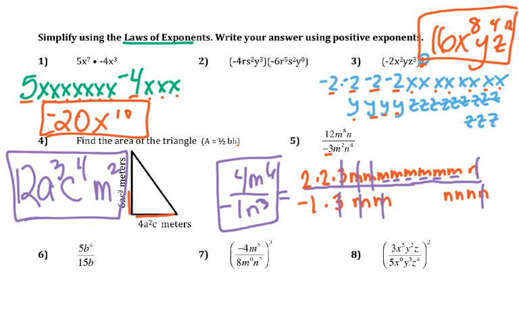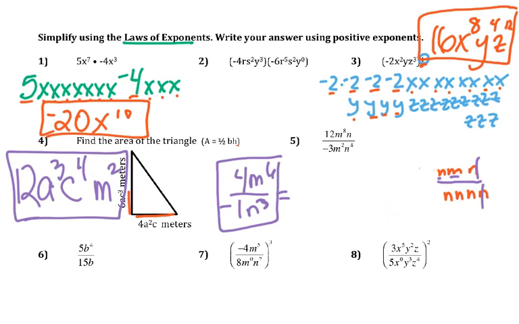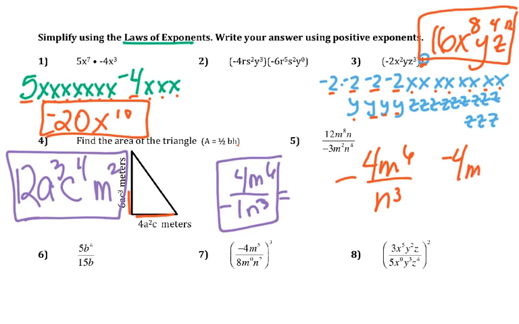Now, some people ask the question, do I have to write the -1? You have to write the negative. You don't have to write the 1. So you could actually write your answer like this: negative and then 4m to the 6th over n to the 3rd. You could write the -4, m to the 6th over n to the 3rd. All of those would be fine.